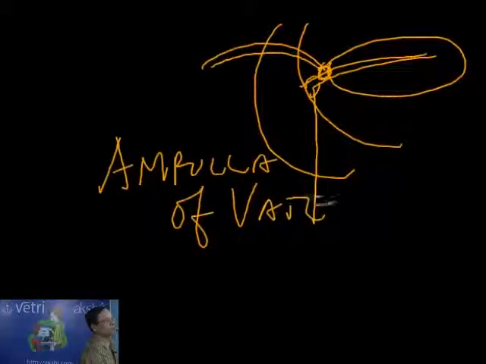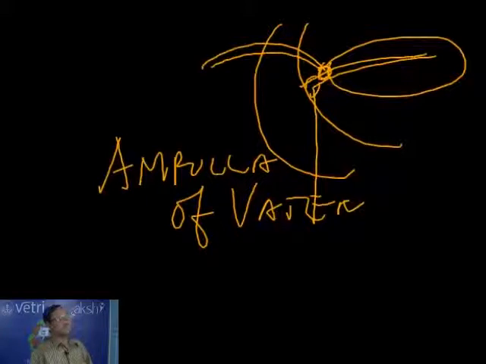Ampulla of Vater. So, the hepatic duct, namely the bile duct, and the pancreatic duct join together to form the hepatopancreatic duct. The hepatopancreatic duct opens into the duodenum. Before opening, it swells to form a structure called ampulla of Vater, after the name of the person.